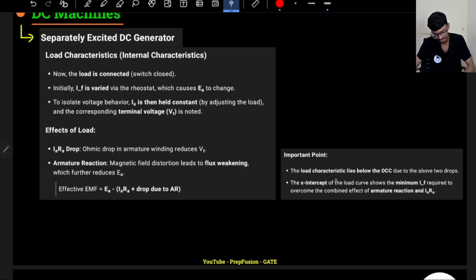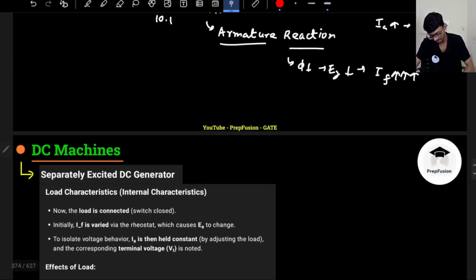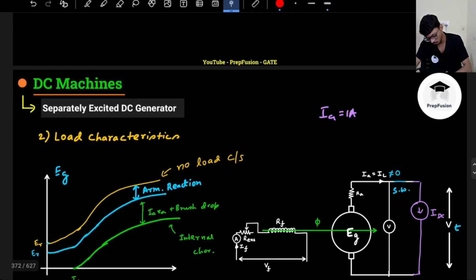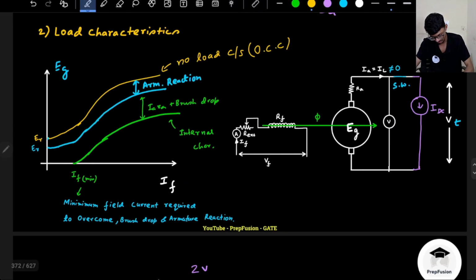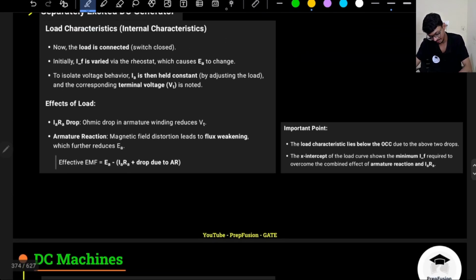The load characteristics lie below the open circuit characteristics. So open circuit characteristics will always be lying at the top. This is the no load characteristics, also known as the open circuit characteristics, right? And the load characteristics will lie below it.